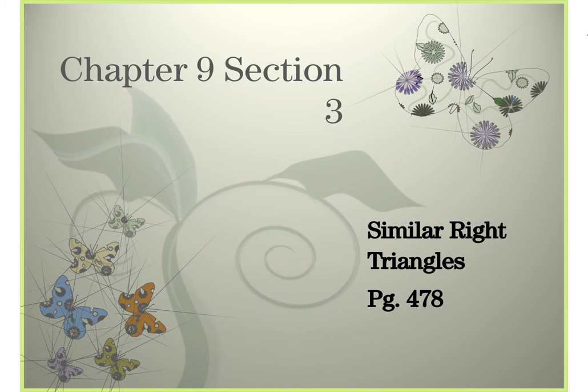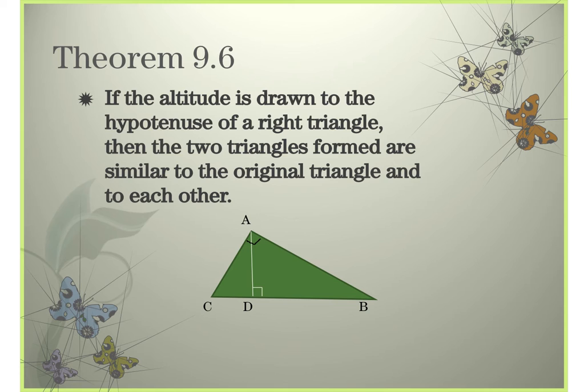Correct. So there is a theorem that says if the altitude is drawn to the hypotenuse of a right triangle, then the two triangles formed are similar to the original triangle and to each other. This is a theorem, okay? We're going to see this theorem in action in the next slide, but all you need to know is that this altitude, which is drawn from the right angle down to the hypotenuse, creates 3 triangles that are similar. The original one, which is CAB, the one on the right, which is ADB, and the one on the left, which is ADC. They're all similar to each other.